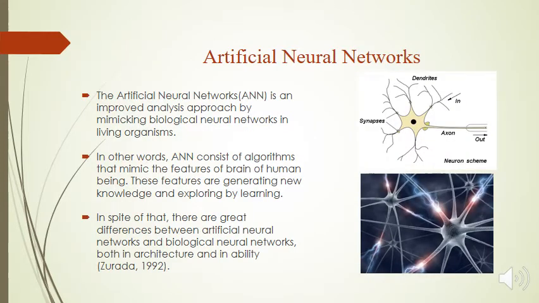Artificial neural networks is an improved analysis approach that mimics biological neural networks in living organisms. In other words, ANN consists of algorithms that mimic the features of the human brain. These features are generating new knowledge and exploring by learning. In spite of that, there are great differences between artificial neural networks and biological neural networks, both in architecture and in ability, by Zurada, 1992.